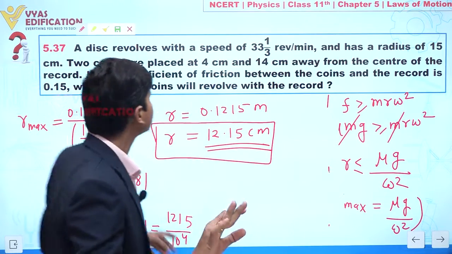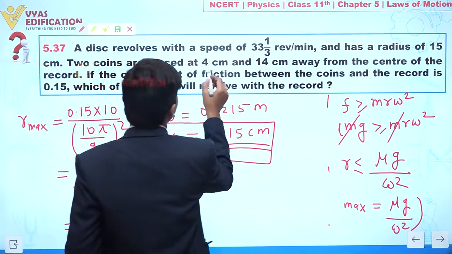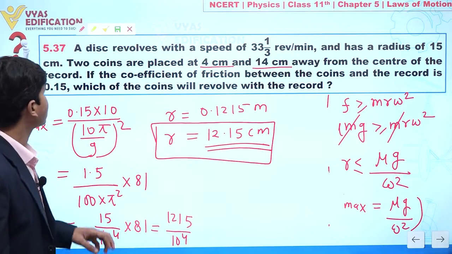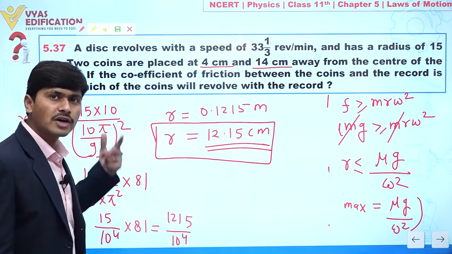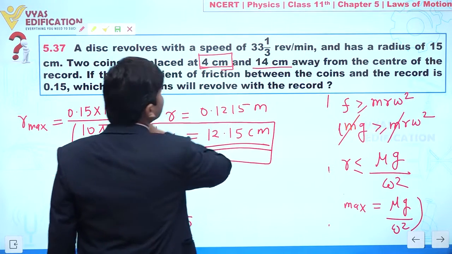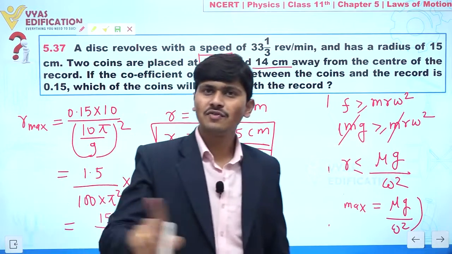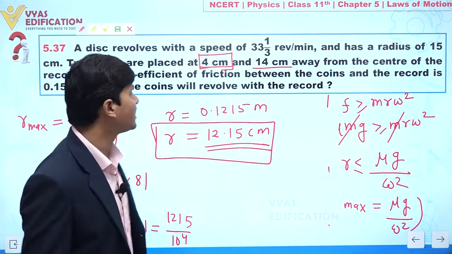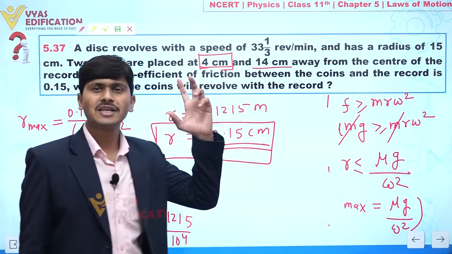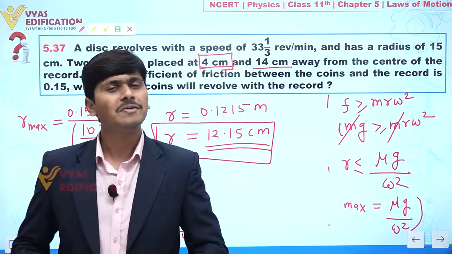Yes or no? It means two situations are given to you. We are placing two coins at 4 centimeter and 14 centimeter. So which one of the coins will revolve with the record? The coin that is placed at 4 centimeter revolves, or we can say it moves with the record. Clear everyone? So the correct answer is the 4 centimeter coin. So this is all about this question.